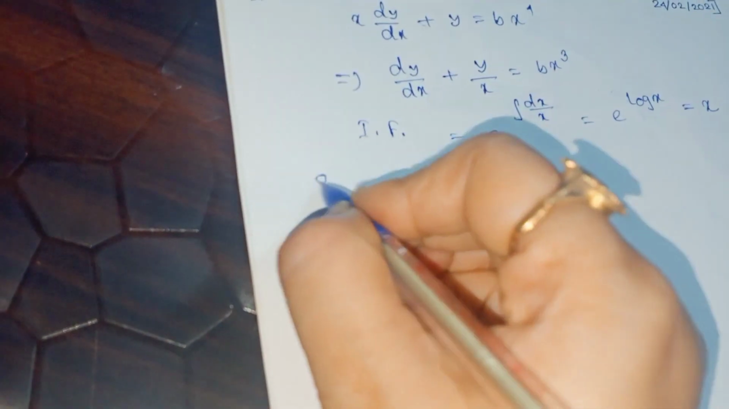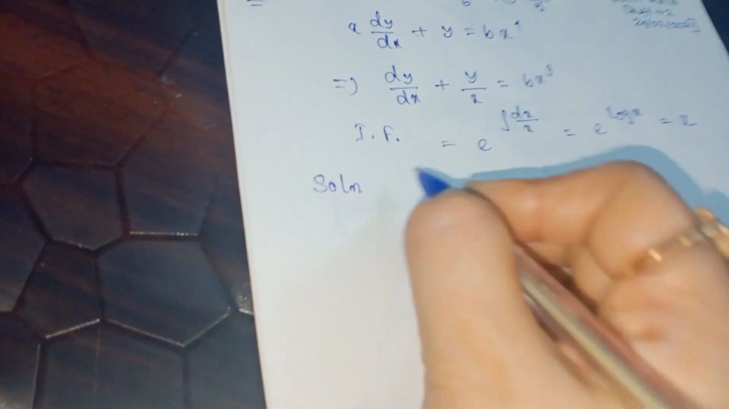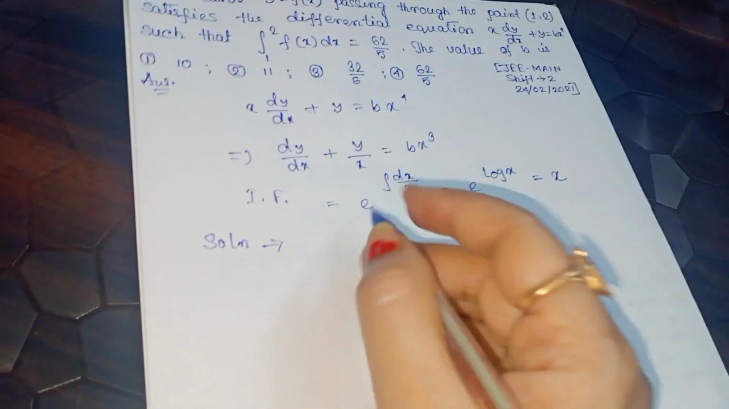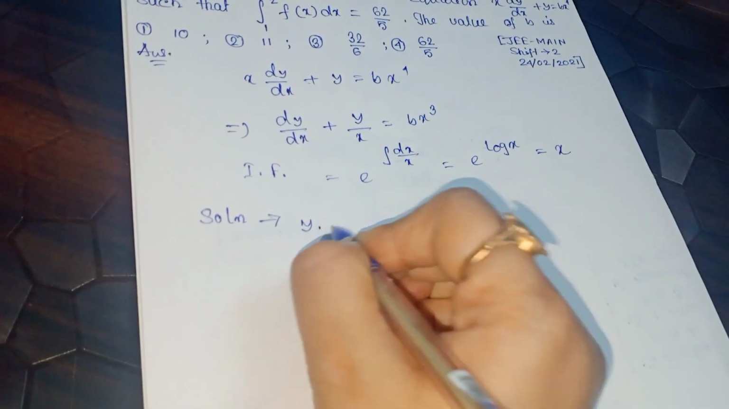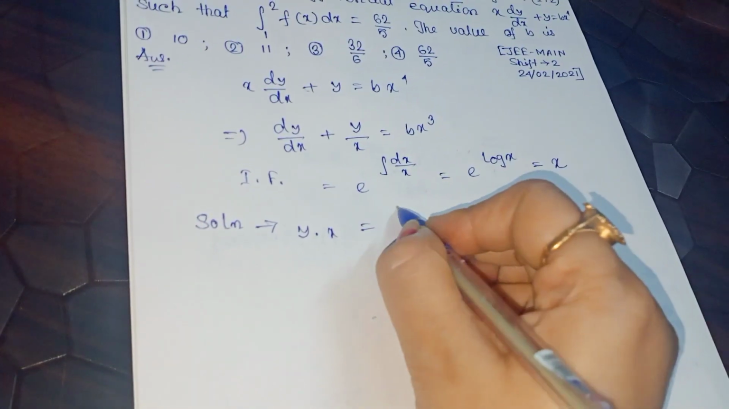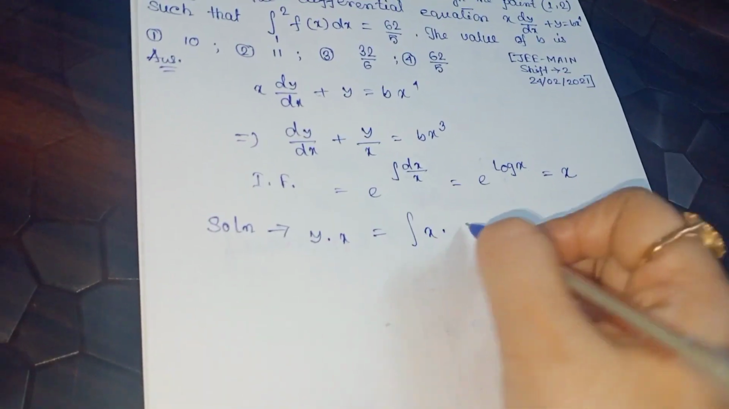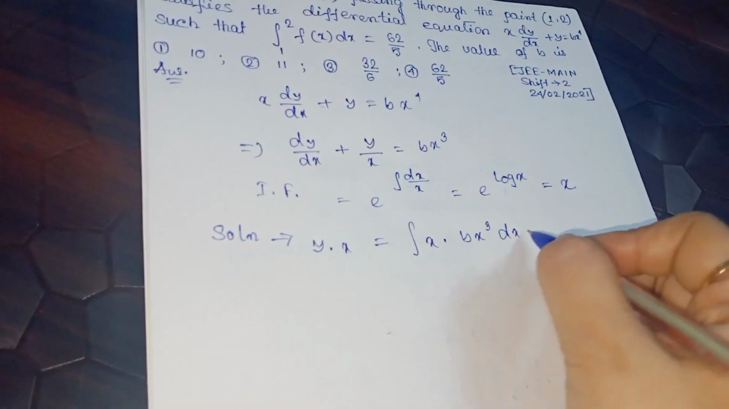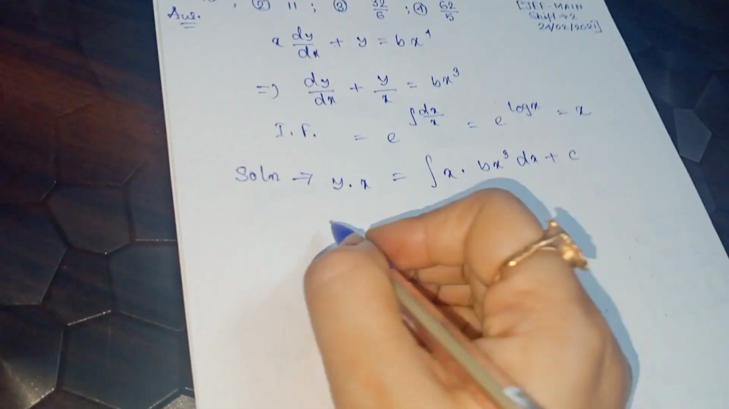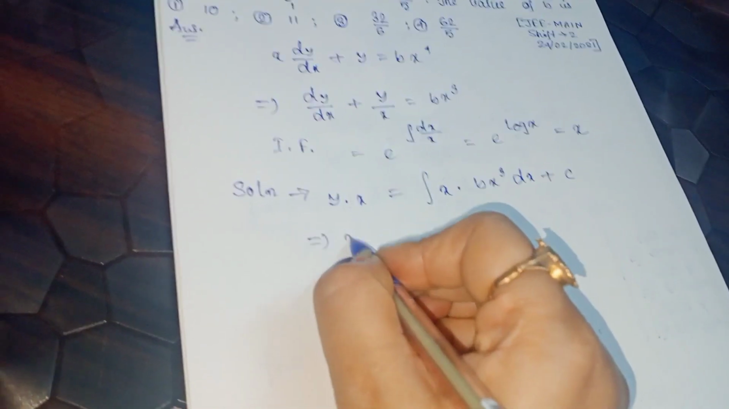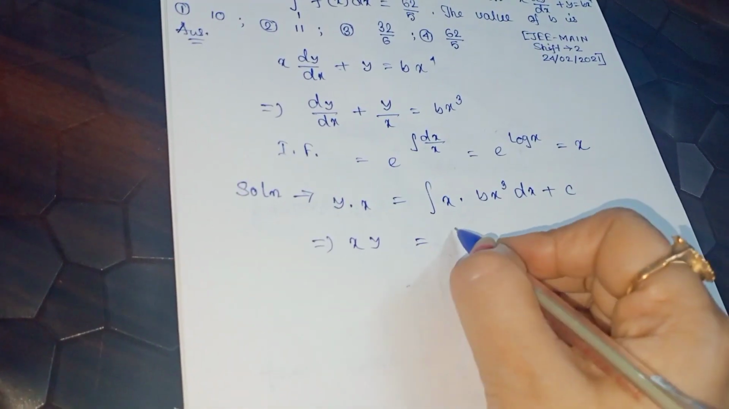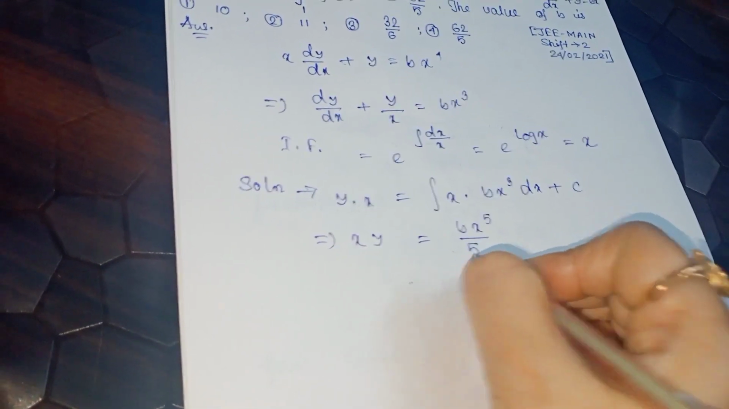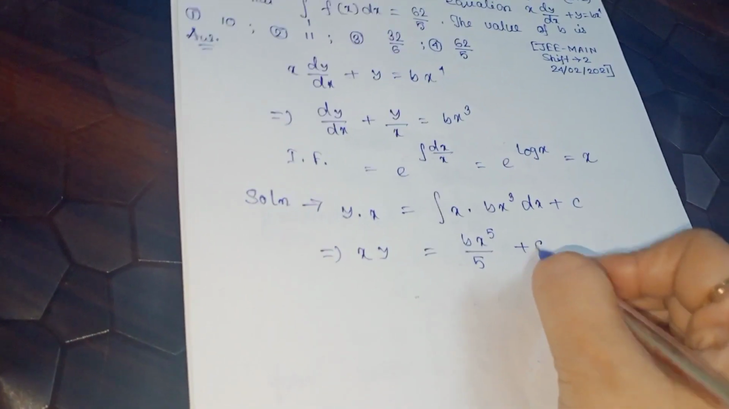So the solution is y into x equal to the integral of x into bx^3 dx plus c. That implies xy = bx^5/5 + c.